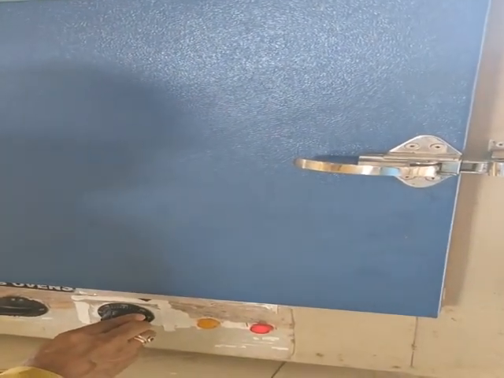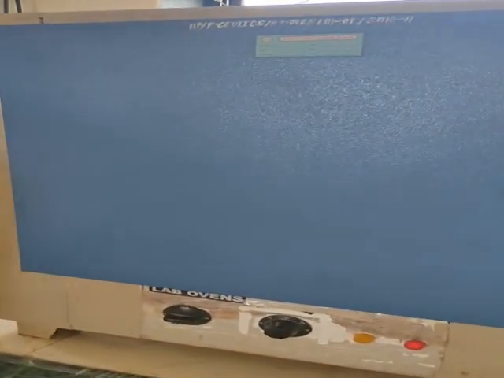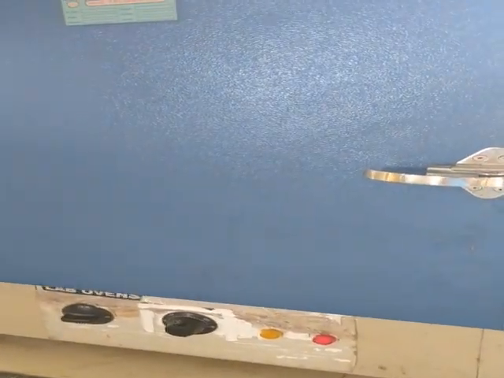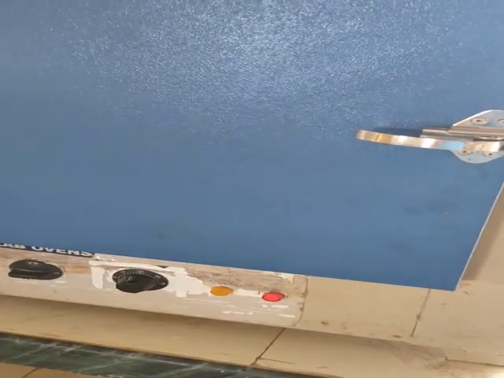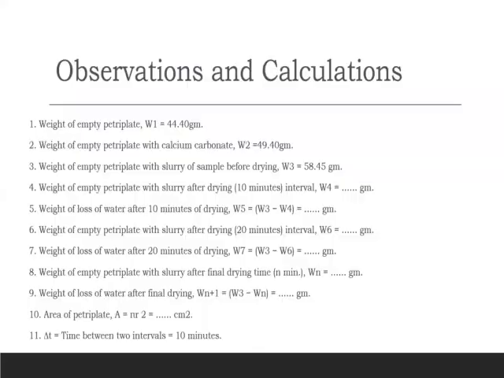Remove this Petri plate after every 10 minutes interval until there is no change in the weight. After the complete procedure, some observations will be seen.